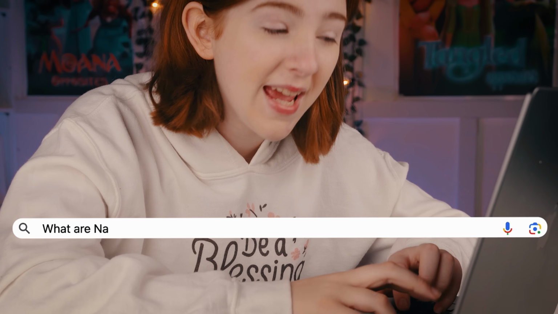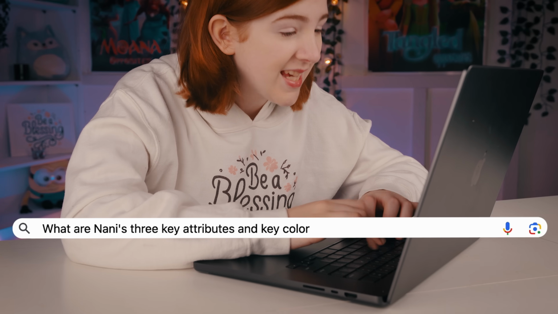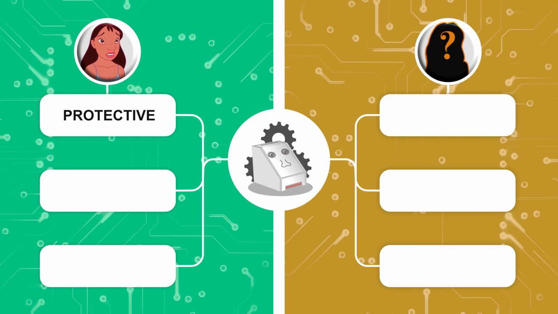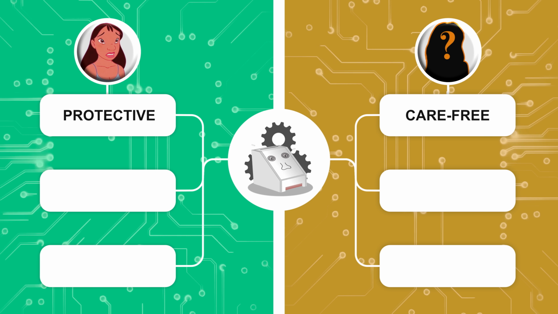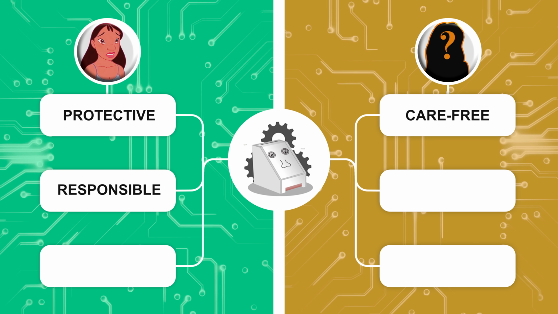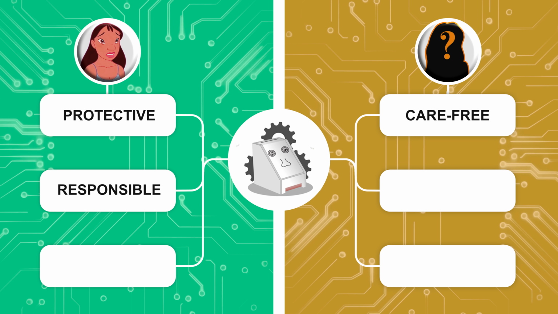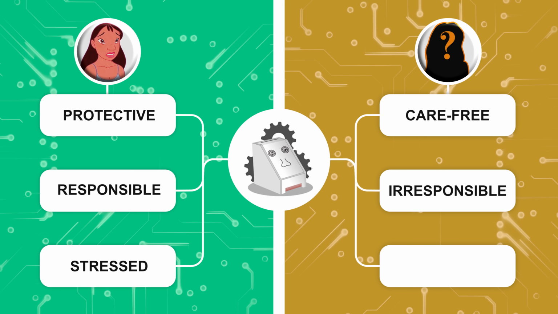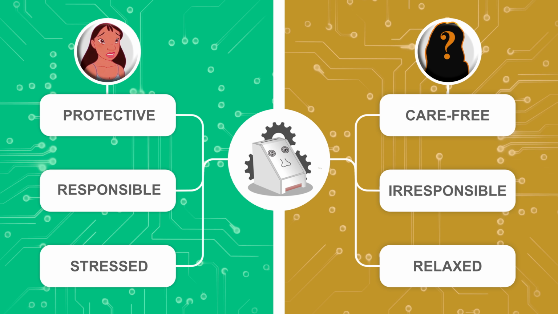Okay, Craig, what are Nani's 3 key attributes and key colors? Nani's first key attribute is protective, and the opposite of protective is carefree. Her second is responsible, and the opposite of responsible is irresponsible. Her third is stressed, and the opposite of stressed is relaxed. Moving on to Nani's key colors.